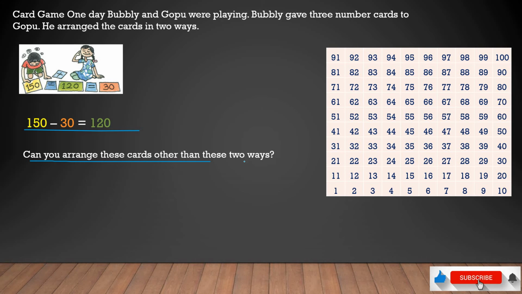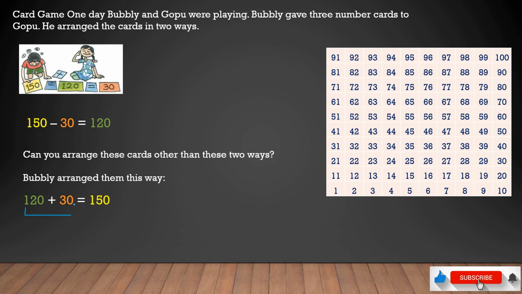Can you arrange these cards in ways other than these 2? Now you can try and see what the other way to arrange these cards can be. Just try it on your own. Anyhow, I'm going to reveal the answers. You can match if you are able to arrange them in the correct order.